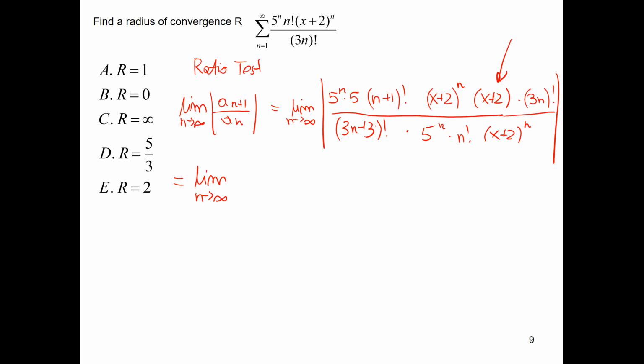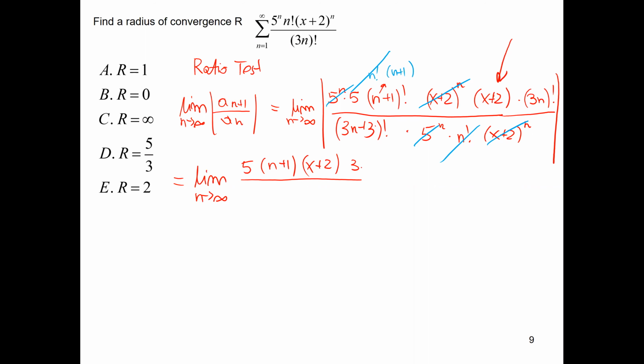We can definitely simplify a few things. That's the reason that we like the ratio test, because it's nice to simplify. Okay, n plus 1 factorial, we know that is n factorial times n plus 1. Then I can cancel this. And let's work on the other parts. That means what stays on the top? 5, and then n plus 1, the blue one, and then x plus 2.